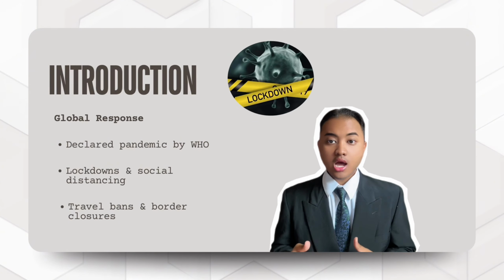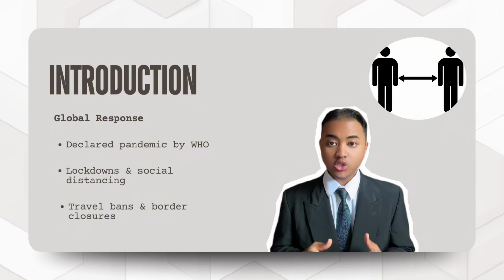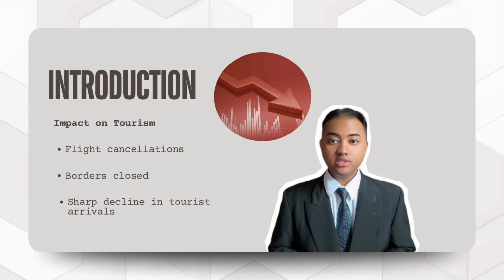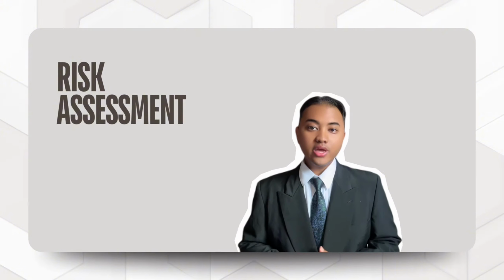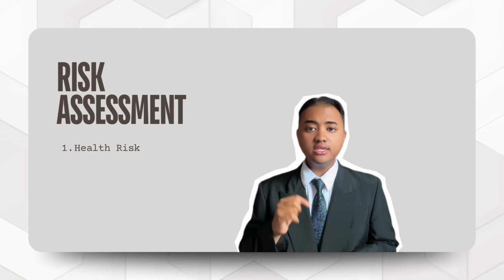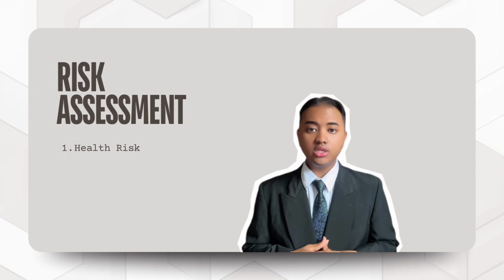Governments introduced lockdowns, travel bans, border closures, and social distancing. As a result, flights were cancelled, borders were closed, and tourist arrivals dropped sharply. Now, I will explain the main types of risks involved. The first risk is health risk, which refers to the fear of getting infected and becoming seriously ill. This was the main reason many tourists cancelled or delayed their trips.